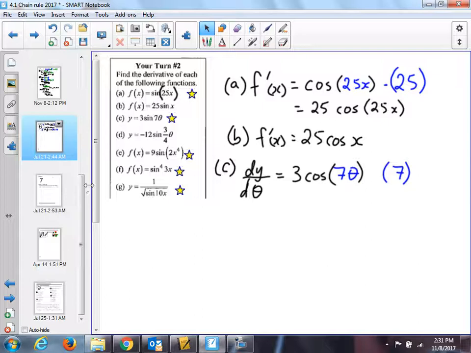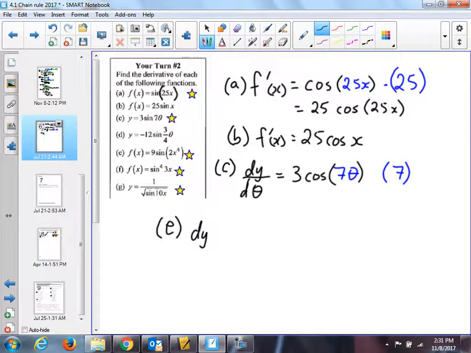A, B, C, D, E. You see that D is just a variation of what we just did, so I'll skip it. Really, E is just a variation of what we just did, but we'll do it. There's a little more to it. So E, dy, oh no, sorry, I was looking at the wrong one. F prime.